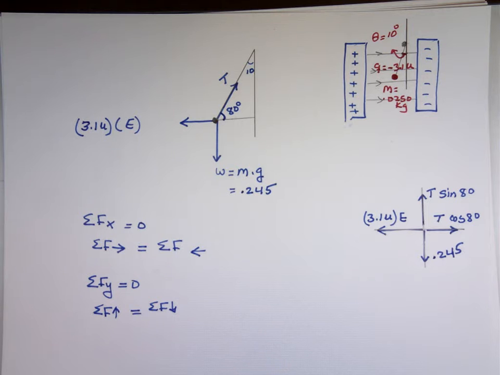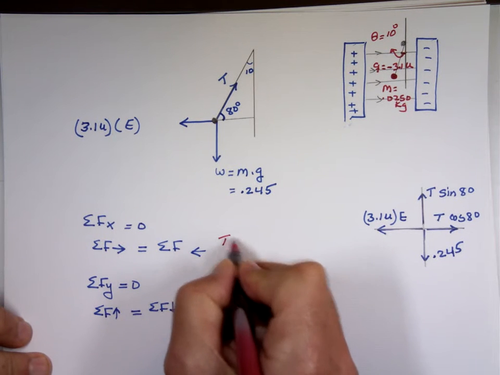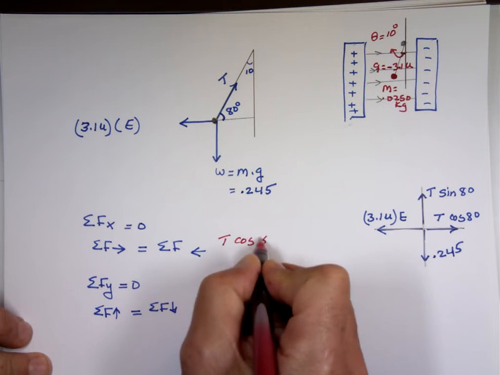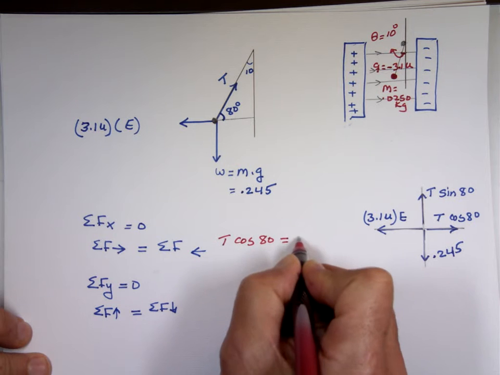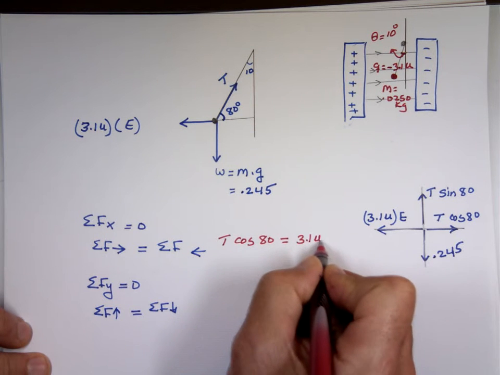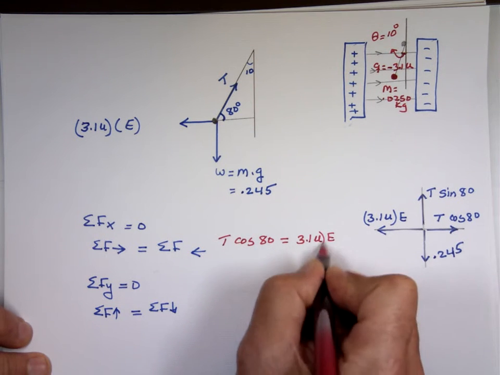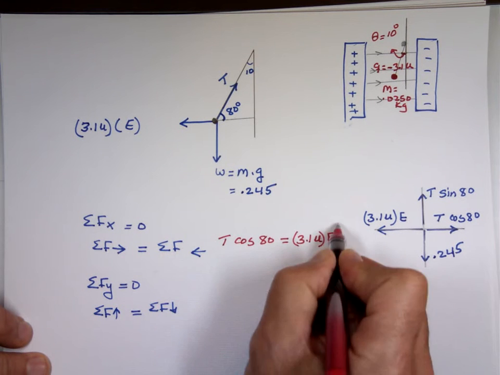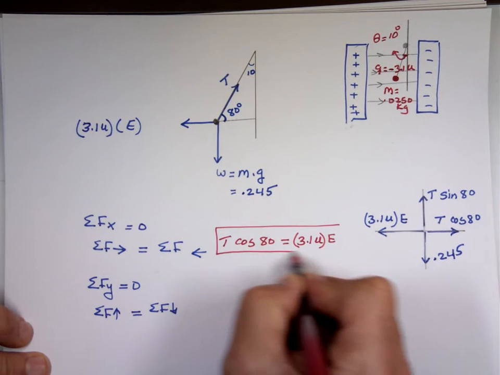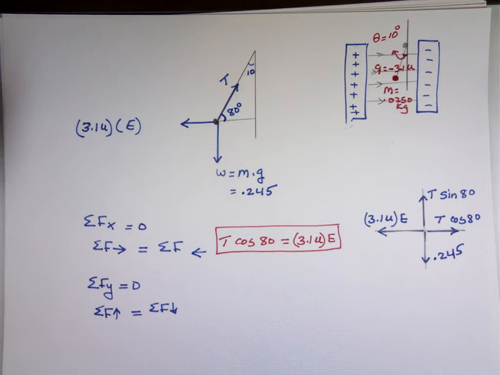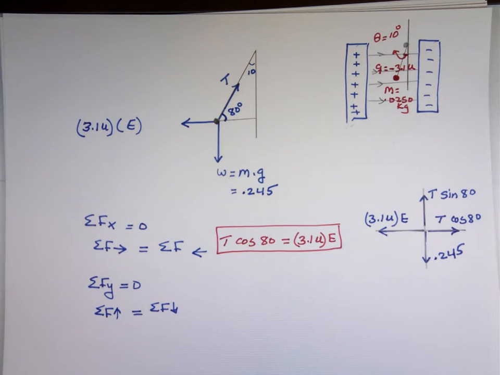Let's come back and look at this. All the forces to the right equal all the forces to the left. What do we have to the right? T cosine of 80. What do we have pointing to the left? 3.1 micro times E. How many unknowns in this equation? Do you know what E is? Do you know what T is? Two unknowns.